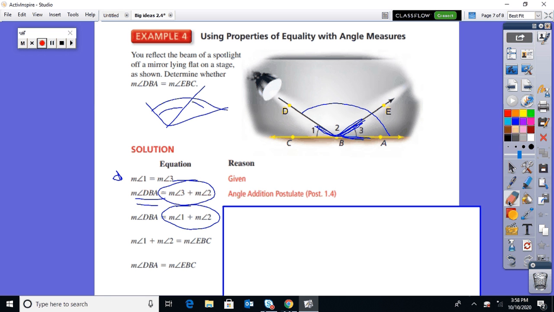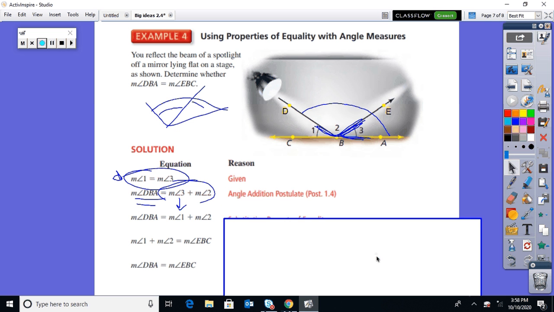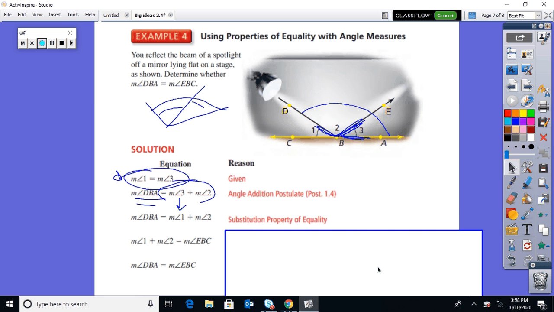Okay? And then, this is an important one as well. Since 1 equals 3, anywhere I see a 3, I can replace it with an angle 1. And when I replace something, there's your substitution property. All right? Now, how do I transition?